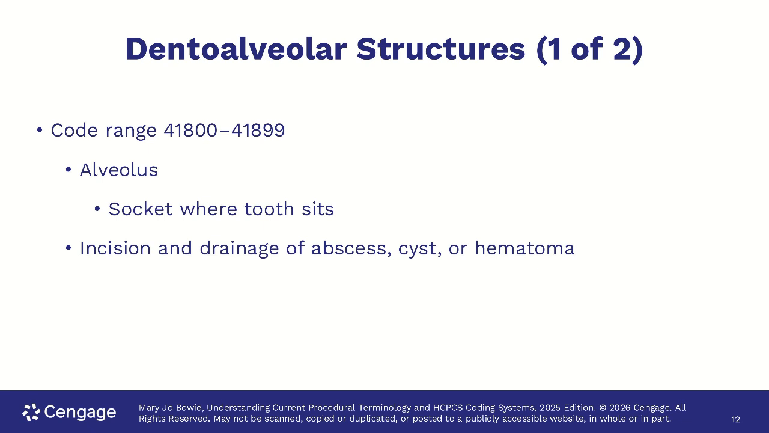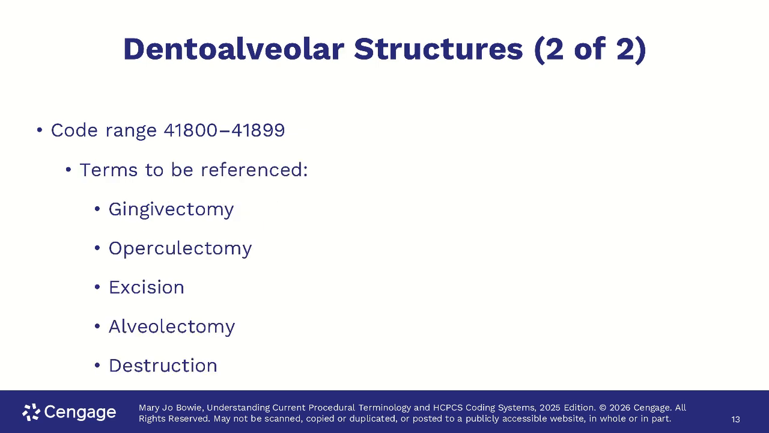All right, next up we have dental alveolar. So the alveolus is the socket where the tooth sits. And of course, abscess, cyst, and hematoma. You got some incision and drainage codes for this particular body part as well. I guess you're seeing a trend.